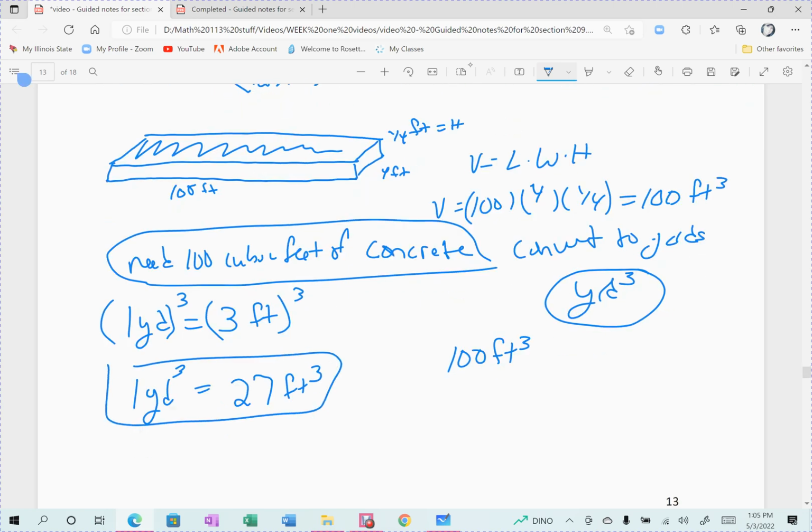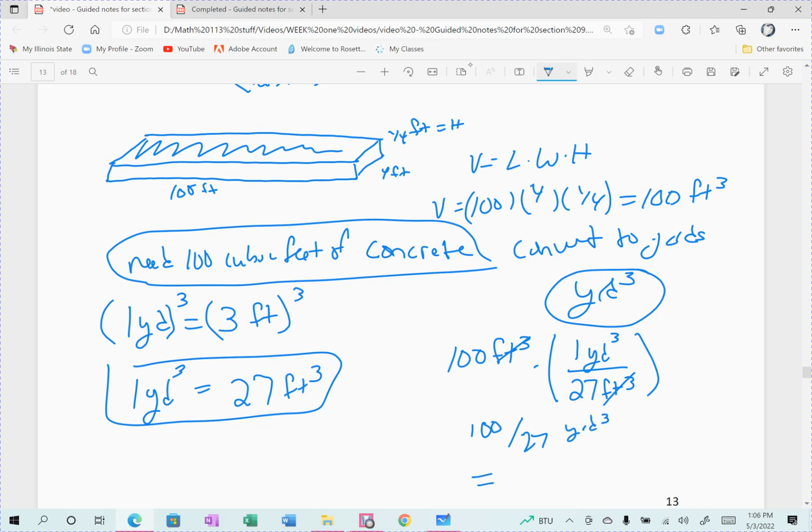All right, so we start off with 100 feet cubed. We're going to multiply by the conversion factor. I want to get rid of feet cubed, so I'm going to divide by the 27 feet cubed. Up top is my 1 yard cubed. The feet cubed cancel out, leave me with the yard cubed, so it's going to end up being 100 divided by 27 will give me my yards cubed.